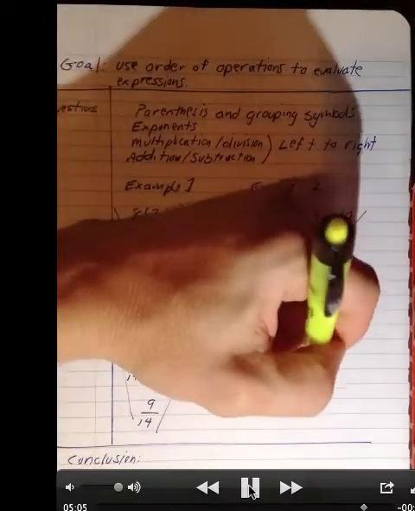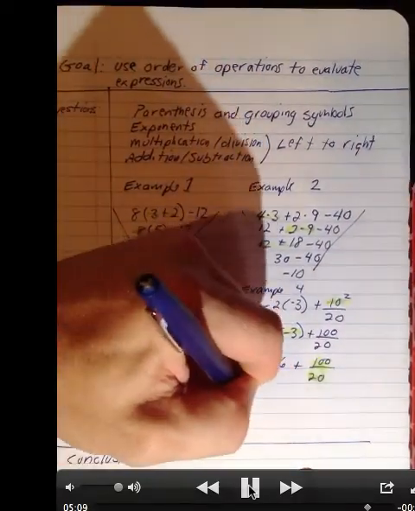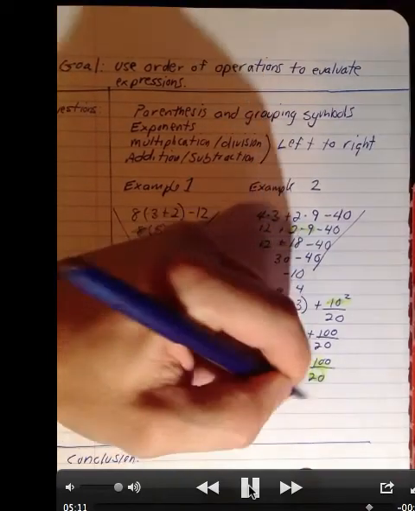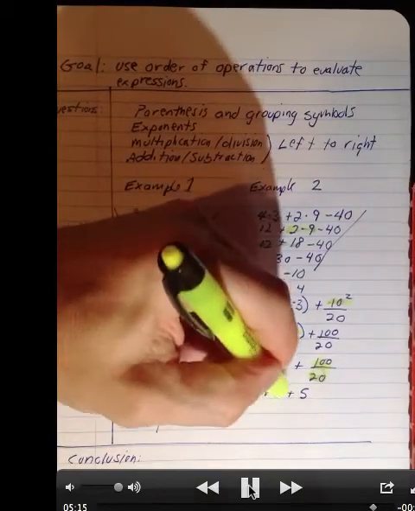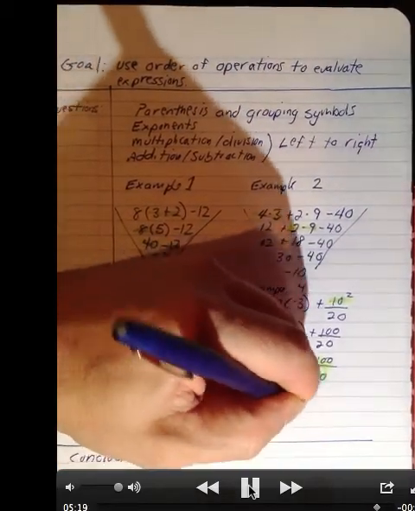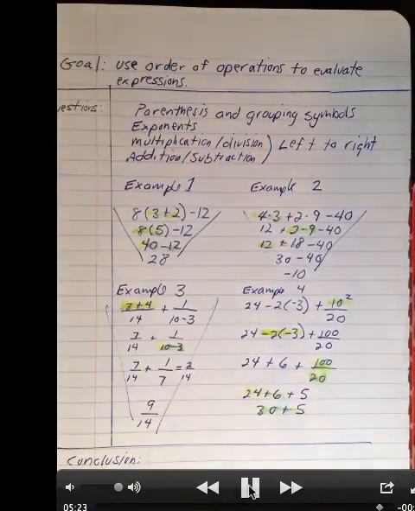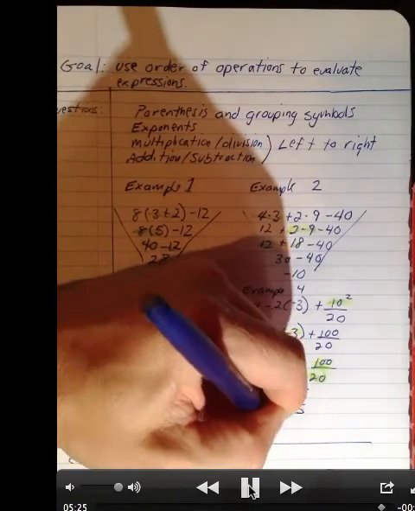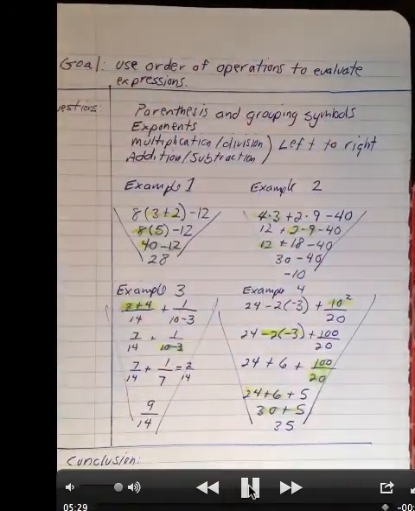Now we're going to take care of the rest of our multiplication division. That's the last multiplication division that we have. It's 100 divided by 20, which is 5. And now we just finish off with addition or subtraction left to right. See if you can write in the conclusion section something you know is true about order of operations, something that you understand to be true.